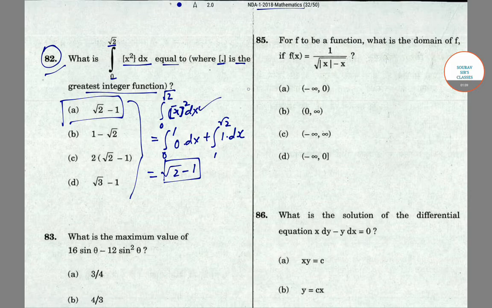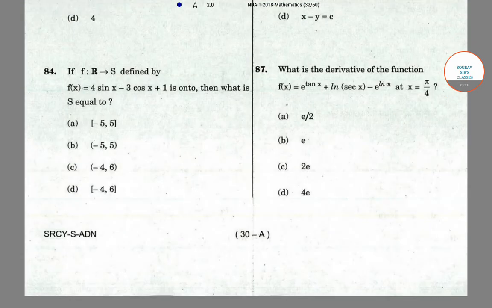So it was a simple integration. We have to take limit 0 to 1 first, along with which we have got 0 dx, and we have got 1 to root 2, which is 1 into dx. So the result we have found to be root 2 minus 1. Now we'll go to the next question.